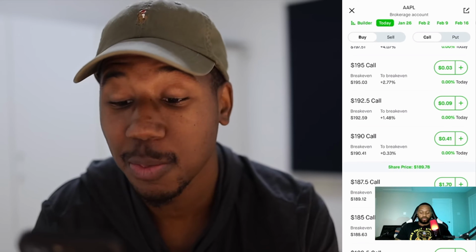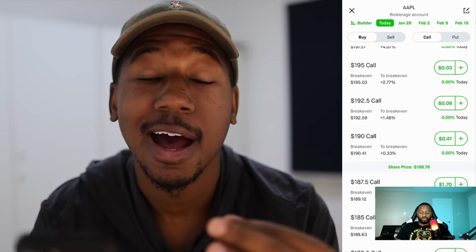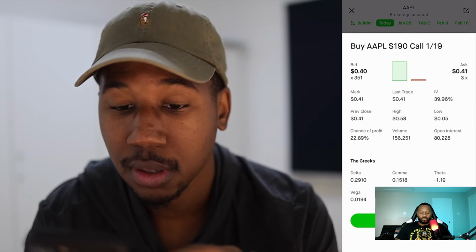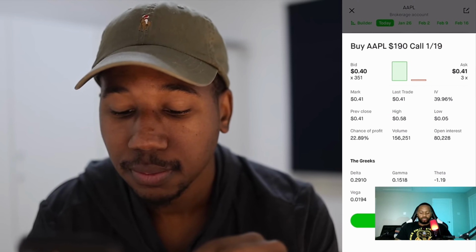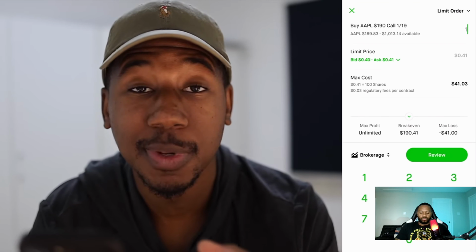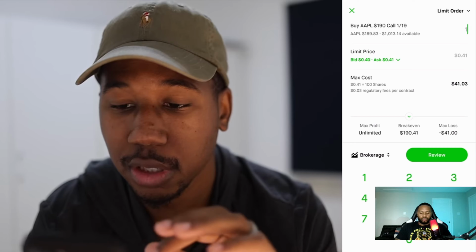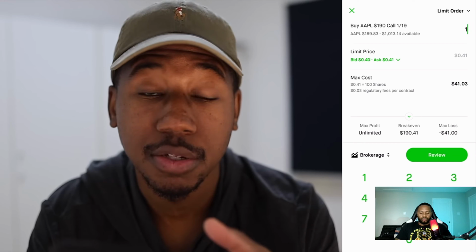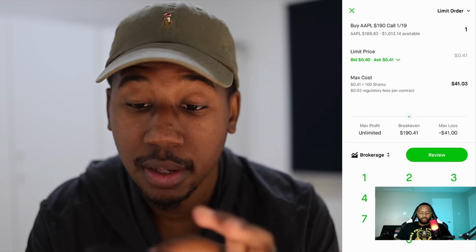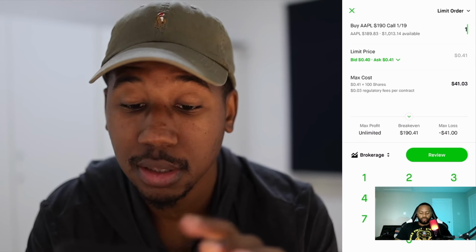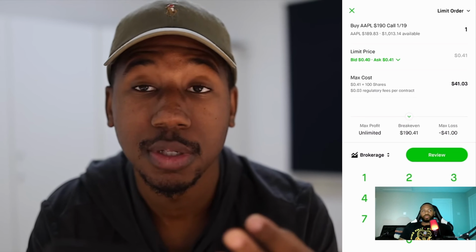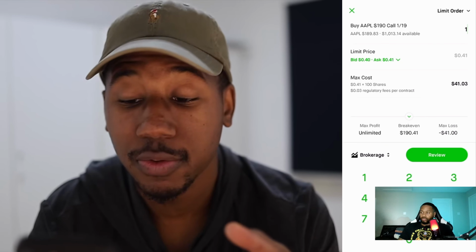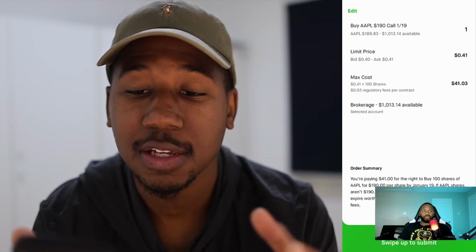For instance, say I thought Apple was going to 195. I could buy a 190 call, and to do that, I would just click on it and hit buy. I would put how many contracts I want, which is just going to be one. Right here you can see the limit price, which is the price you're paying for the contract, showing 41 cents. It shows the max cost of 41 cents because the limit is the highest you're willing to pay for the price. You hit review, and then you swipe up, and that submits your order.